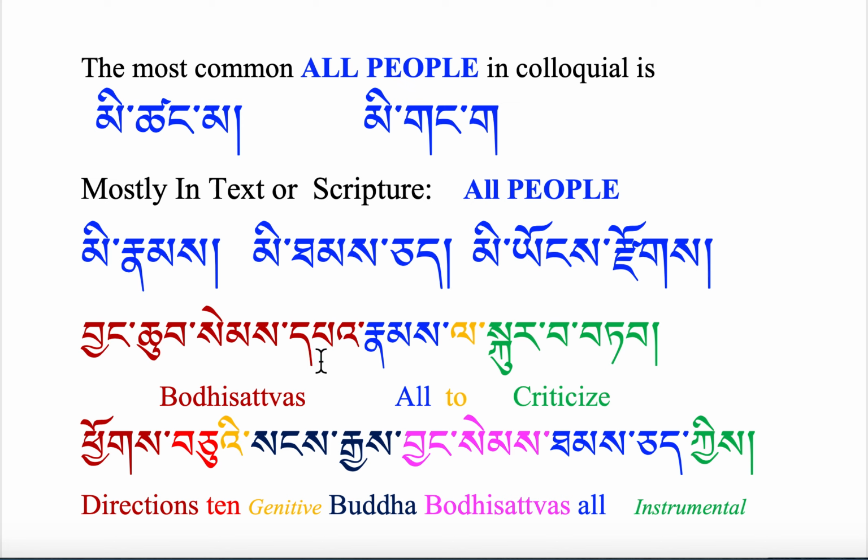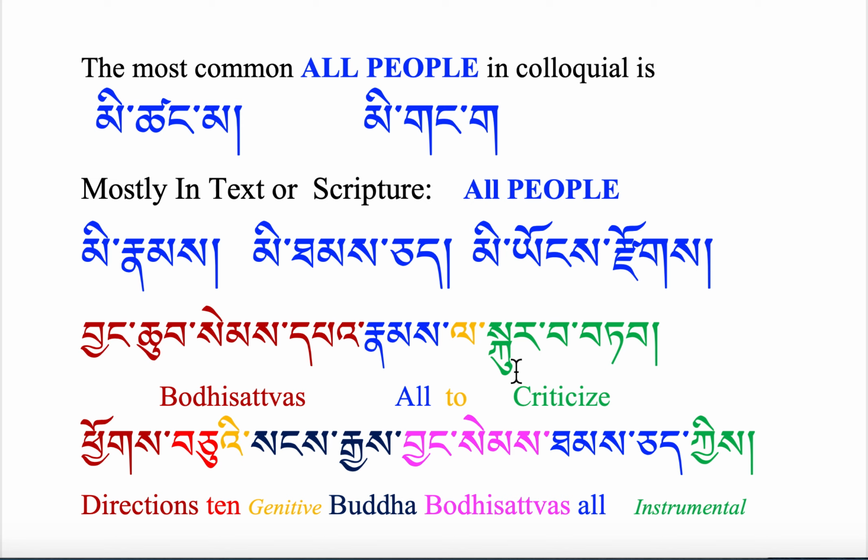Changjup Semba is a bodhisattva. Changjup Semba. Nam is a plural, so that means all bodhisattva. That's why you can see in the text, nam, all. And here I put the two, the meaning is just two.